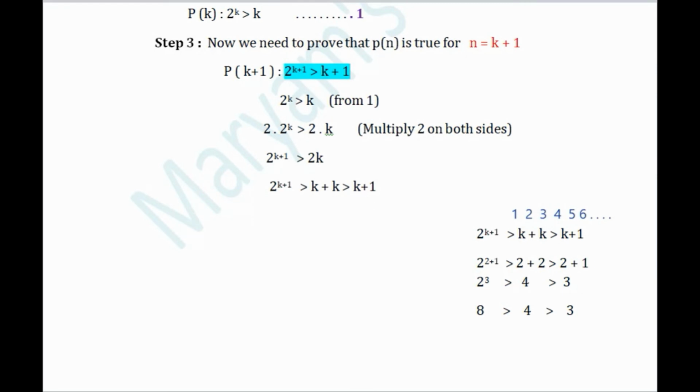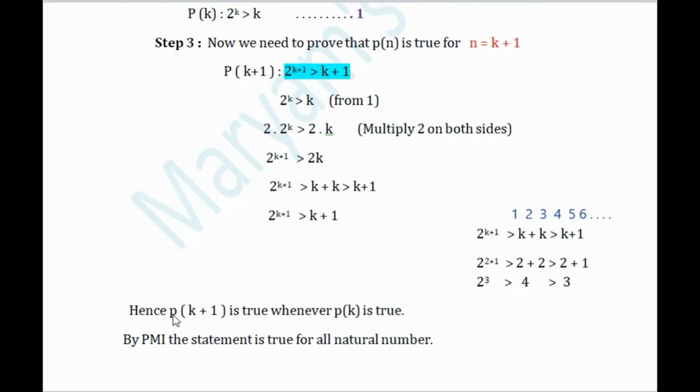So therefore, we can conclude that 2 raised to k+1 is greater than k+1. Therefore, P(k+1) is true whenever P(k) is true. So therefore, by PMI, the statement is true for all natural numbers. Thank you, students.